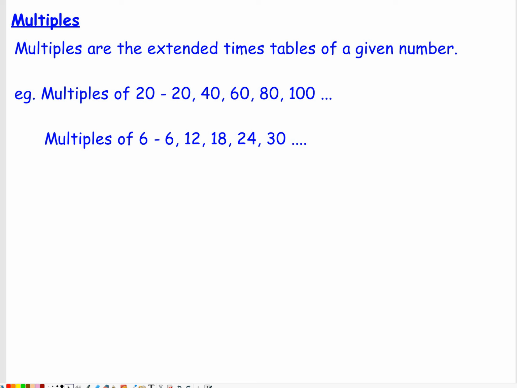Multiples of 6: 6, 12, 18, 24, 30. So the first multiple is always the number itself. And then it's the times tables after that. So 6 times 2, 6 times 3, 6 times 4, and so on.